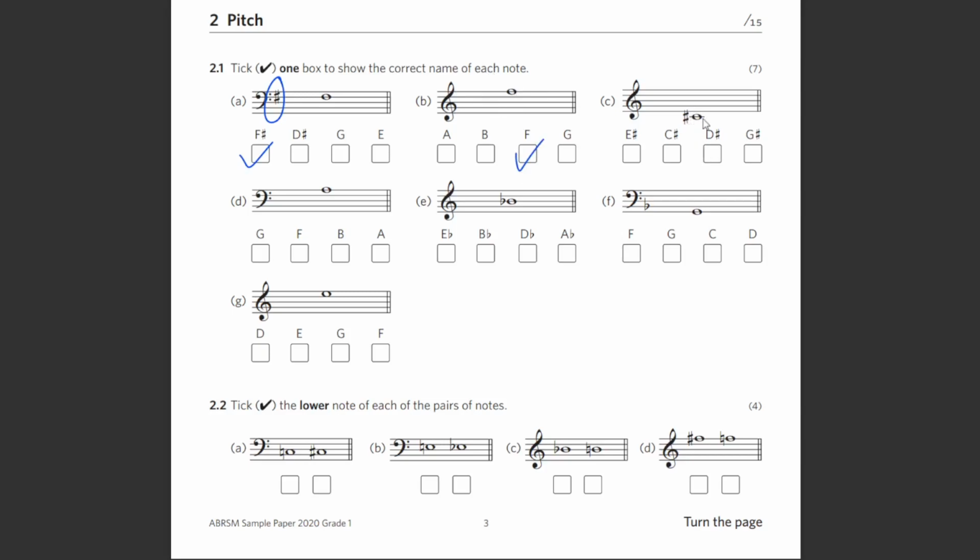There's a sharp here, and this is your middle C. So this is C sharp. This note is A, this note is B flat, this note is G, and this is E.